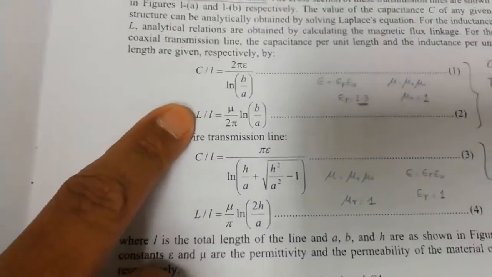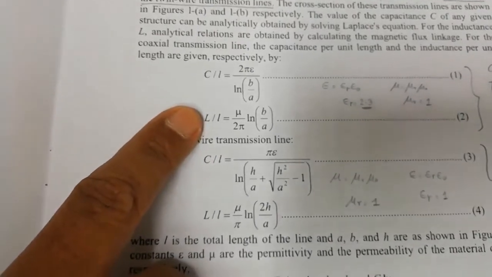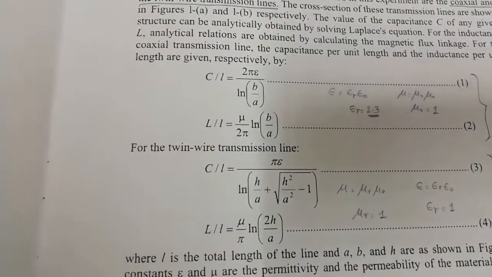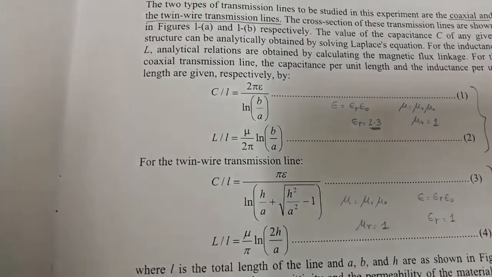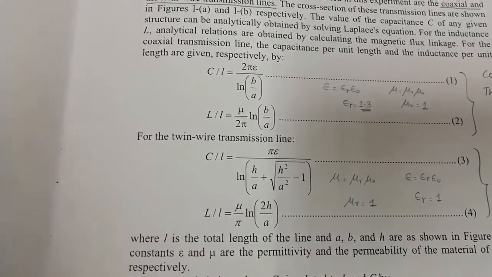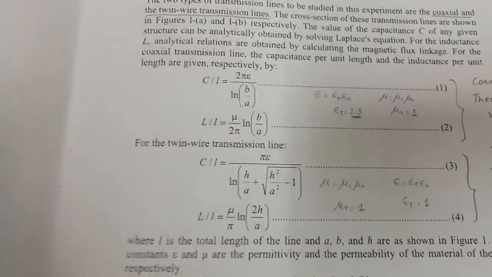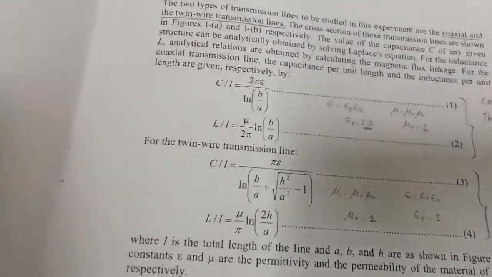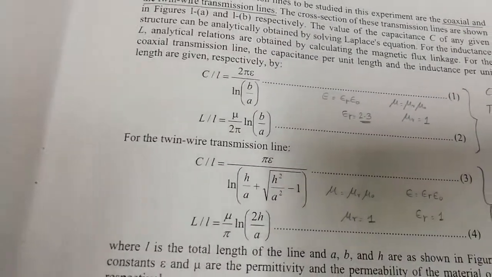Now what we are going to do is find the capacitance from experiment, and then we will find the experimental capacitance per unit length, which is just dividing the capacitance and the inductance by the length of the wires. Then the second part is we are going to find it theoretically.